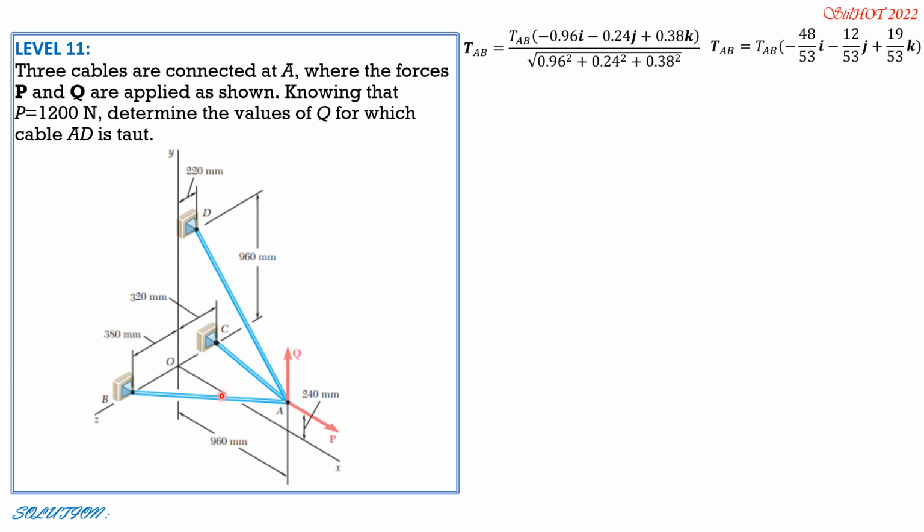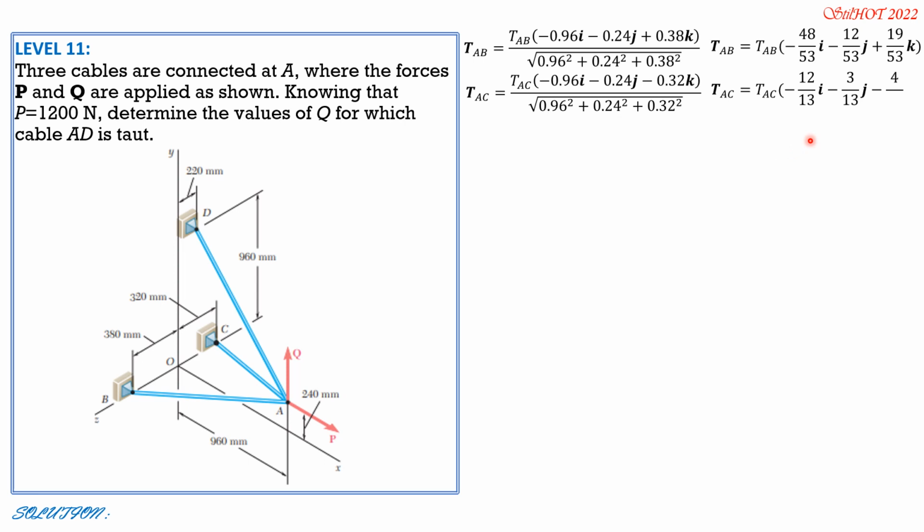Next is tension AC. Tension AC along X is magnitude of tension AC. Then it is going to the left, negative 0.96 i, going down negative 0.24 j, then backward negative 0.32 k over square root of 0.96 squared plus 0.24 squared plus 0.32 squared. Simplifying, tension AC in vector form is magnitude of tension AC times negative 12 over 13 i, negative 3 over 13 j, negative 4 over 13 k.